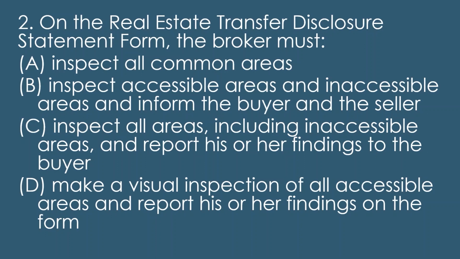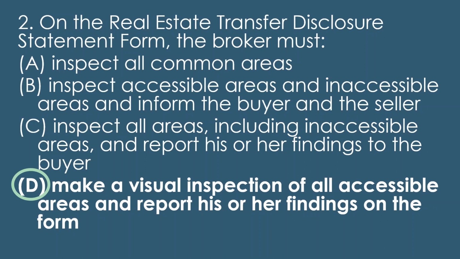So as you can tell, the best answer is D. Make a visual inspection of all accessible areas and report his or her findings on the form. You do not need to inspect the common areas. You do need to inspect accessible areas, but you do not need to inspect inaccessible areas. And then inspect all areas. That word all is key there because it says including inaccessible areas and then report it on the form. Or report it to the buyer. And remember, this needs to be notated on the form so the seller and buyer both acknowledge your findings.